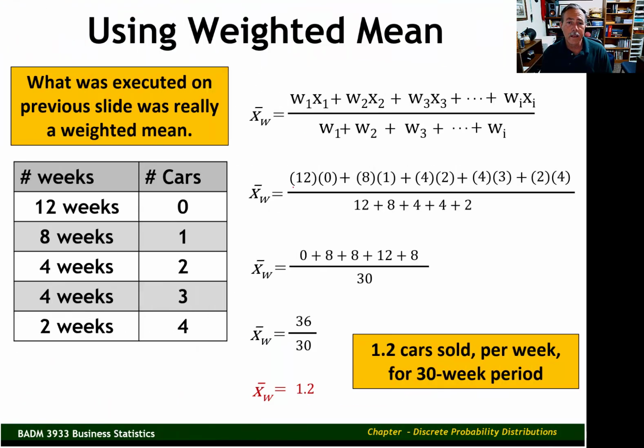But in the numerator, we have the first x value represented, 12 weeks at 0 car sales, 8 weeks at 1, 4 weeks at 2, 4 at 3, and 2 weeks at 4 cars sold. In the denominator, we have the number of weeks, which adds up to 30. We do the math for the numerator, divide the numerator by the denominator of 30, and we find the same mean that we found using the probability data to calculate the mean. 1.2 cars sold per week for the 30-week period.